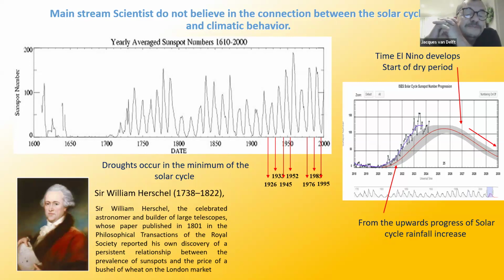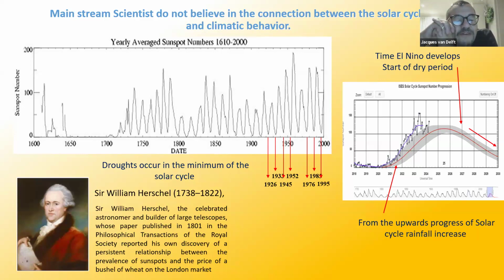And interestingly, what I noticed a couple of months ago, I read an article about Sir William Herschel. Now, Sir William Herschel was also a scientist that was looking at sunspots, and he saw a correlation with climate, and he discovered that the price of wheat was influenced by the solar cycle. So in other words, if you are in the minimum solar cycle, he discovered that the price of wheat on the stock markets went up, because the scarcity of wheat increased the price, and vice versa.